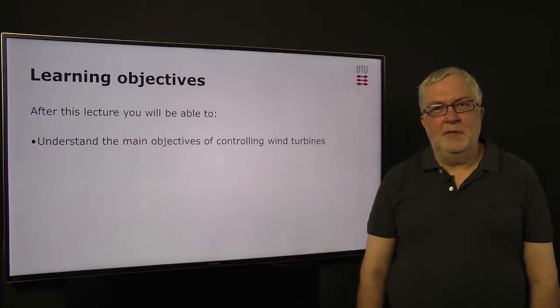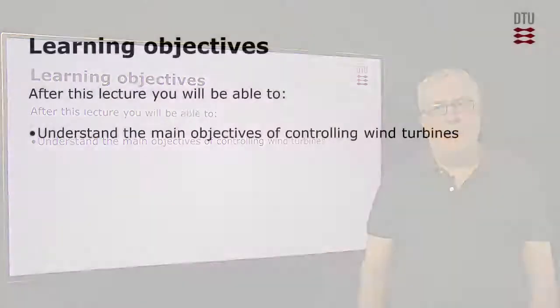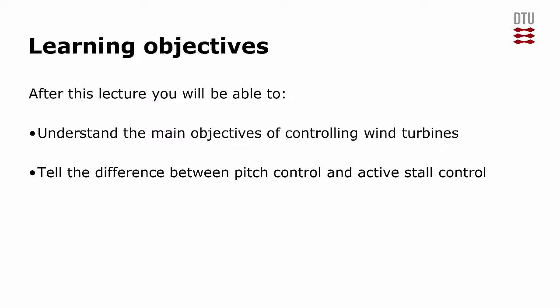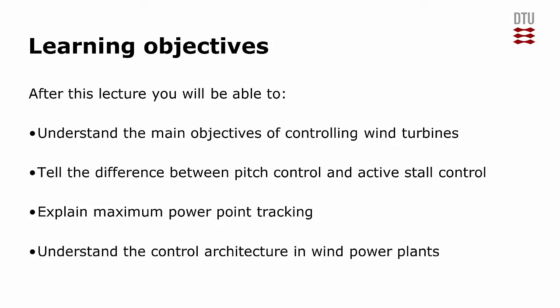The learning objectives of this session are, first, to understand what are actually the objectives of controlling a wind turbine. Secondly, we will dig a little into the difference between pitch control and active stall control. Next, we will explain the maximum power point tracking. And finally, we will understand the control architecture of a wind power plant at an overall level.